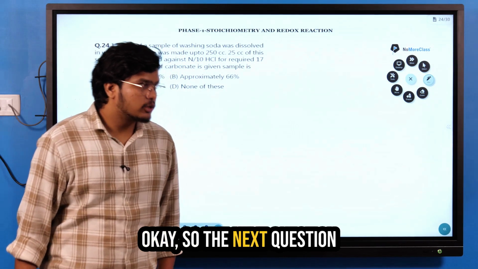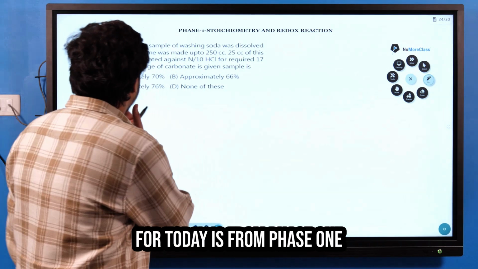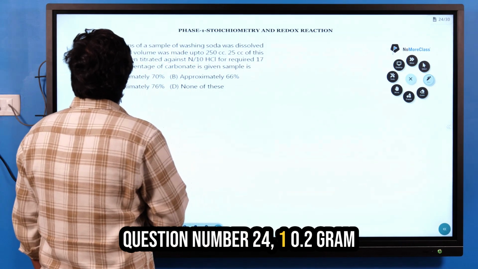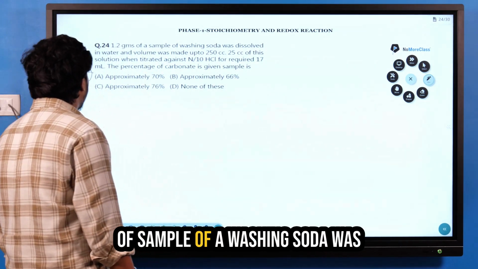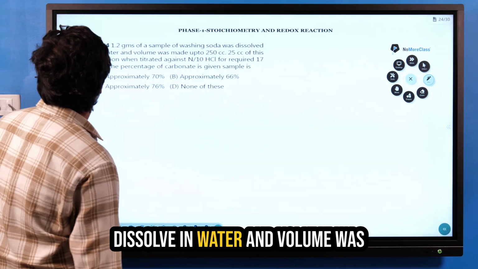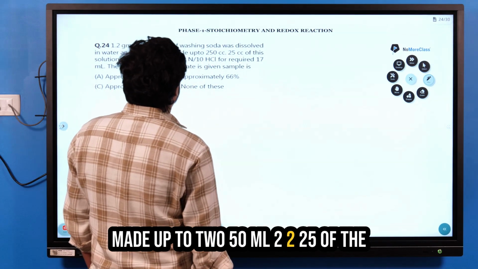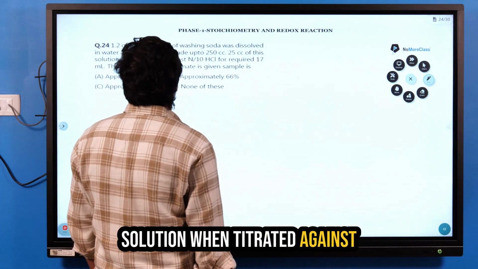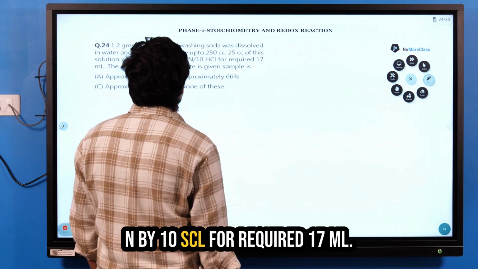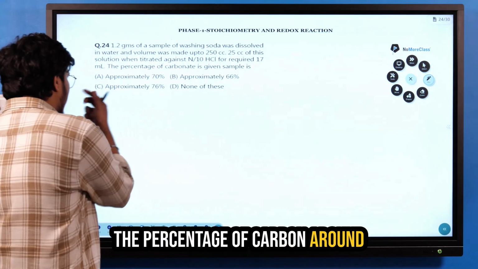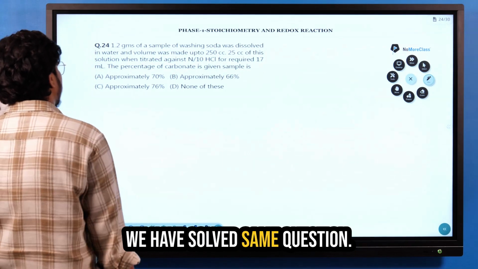Okay, so the next question for today is from phase 1, stoichiometry and redox reactions. Question number 24. A 1.2 gram sample of washing soda was dissolved in water and the volume was made up to 250 ml. 25 ml of the solution, when titrated against N/10 HCl, required 17 ml. The percentage of carbonate is around... It is the same type of question. Previously we have solved the same question.